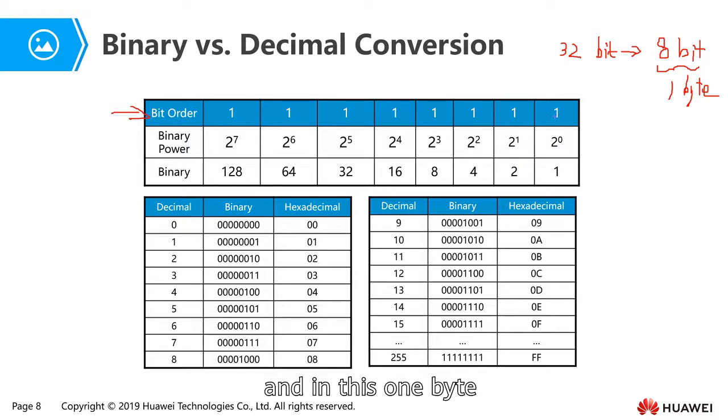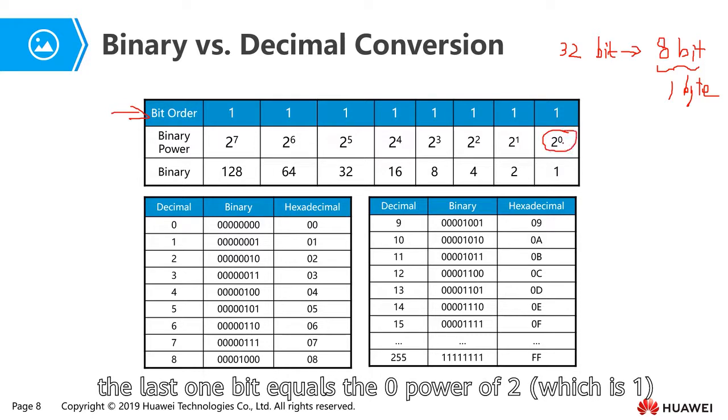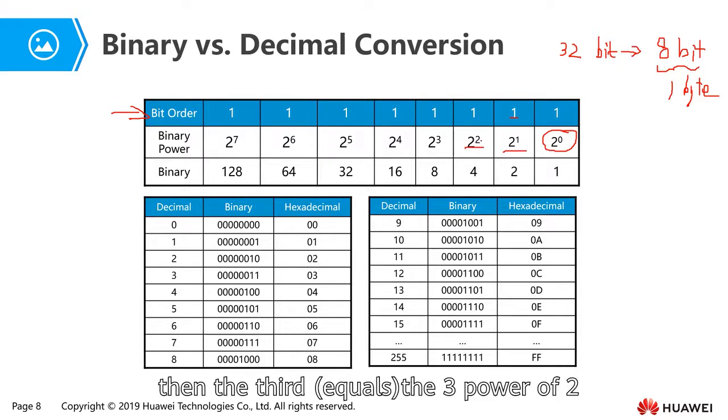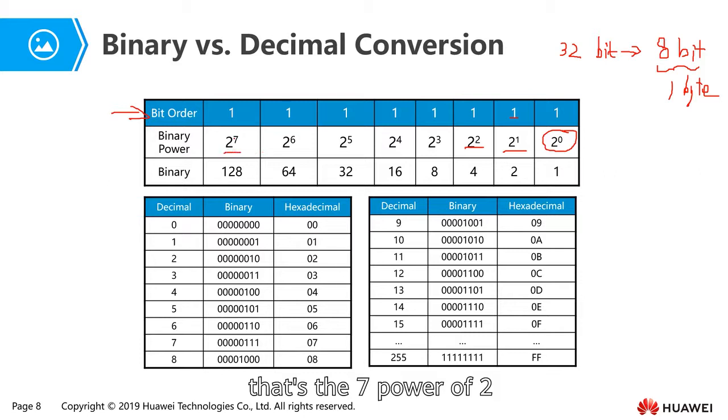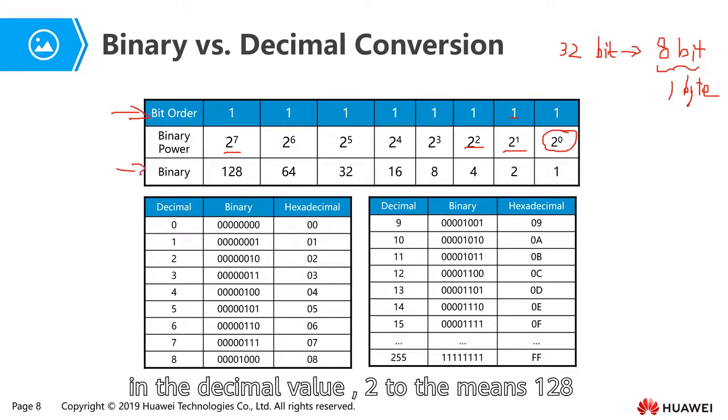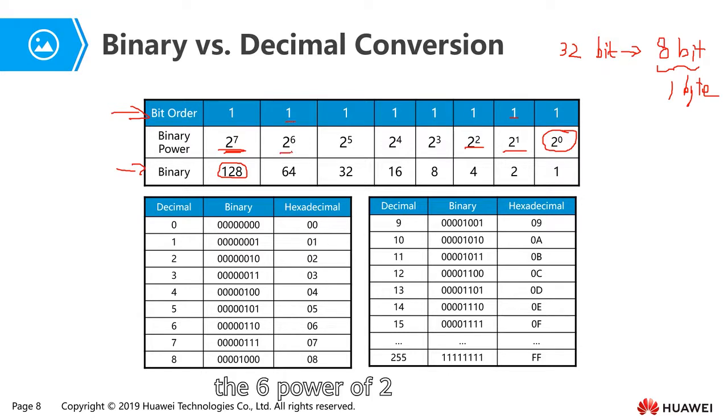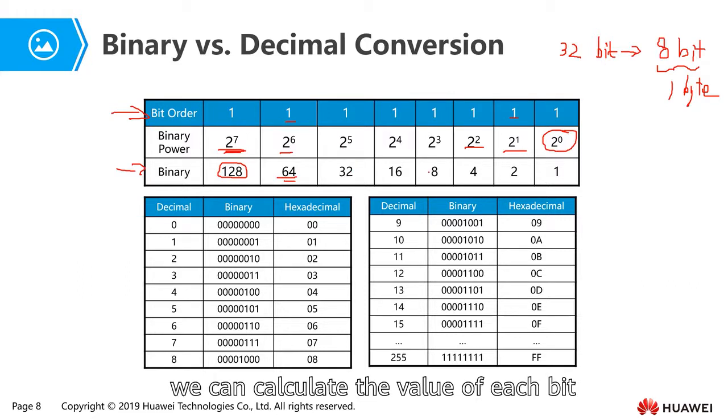In this 1 byte, each bit represents a different value. The last one is 2 to the power 0, the second is 2 to the power 1, the third 2 to the power 2, and so on, up to 2 to the power 7. In decimal value, 2 to the power 7 means 128, and 2 to the power 6 means 64. We can calculate each bit value, and then we can count.